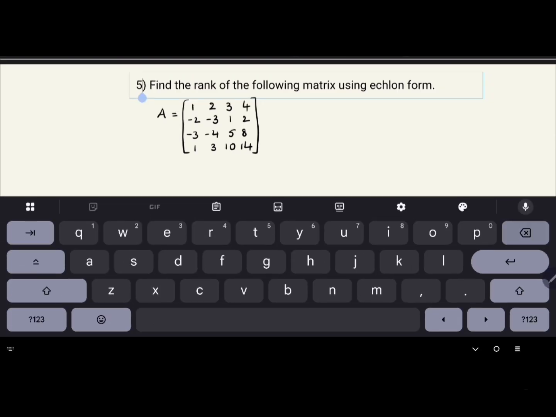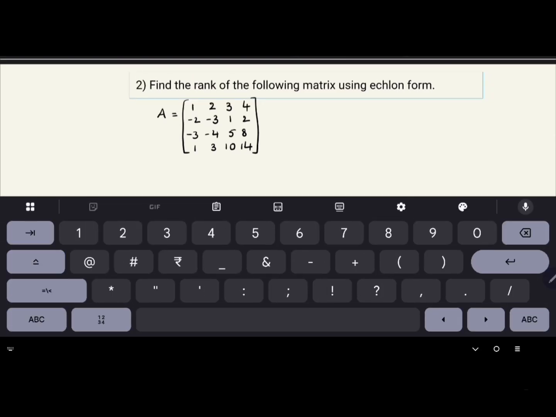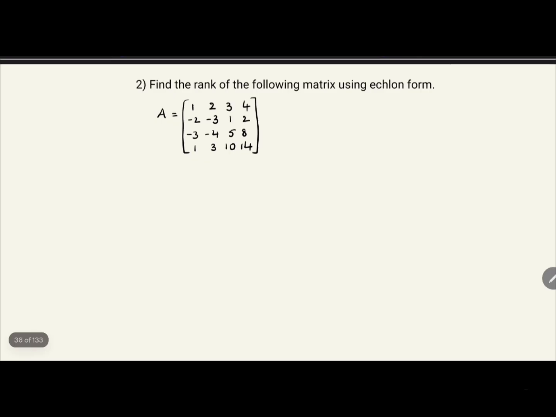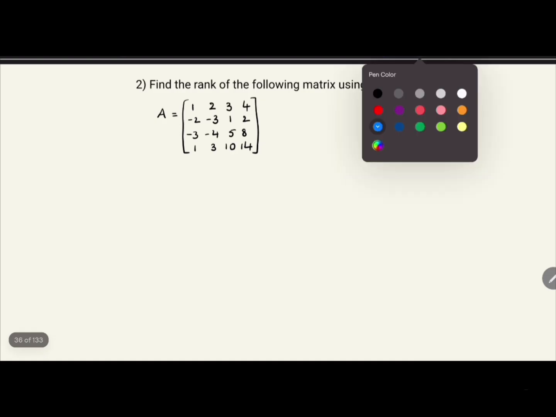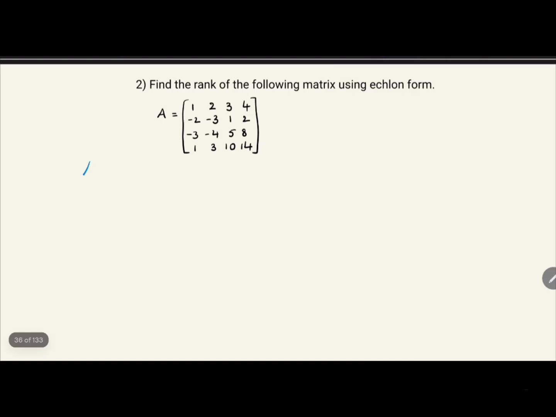Okay, let's go to the second problem here. Find the rank of the following matrix using echelon form. Here is the matrix. First, let me write down the matrix again. So, A is equal to 1, 2, 3, 4, minus 2, minus 3, 1, 2, minus 3, minus 4, 5, 8, 1, 3, 10, and 14. So, this is the matrix that is given.